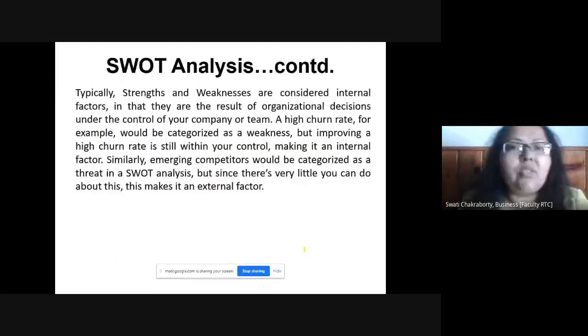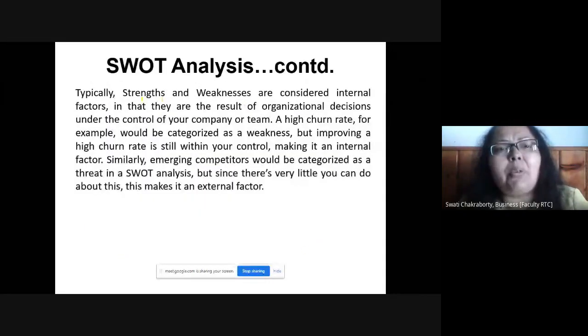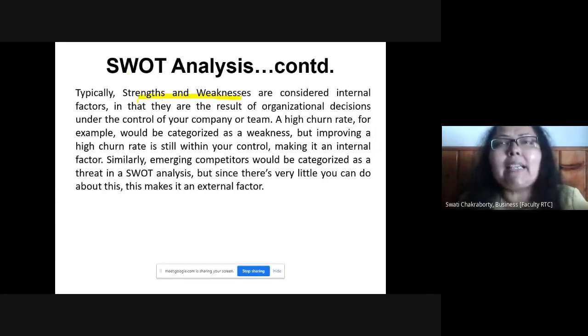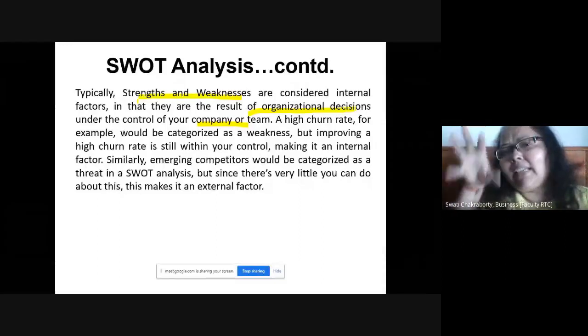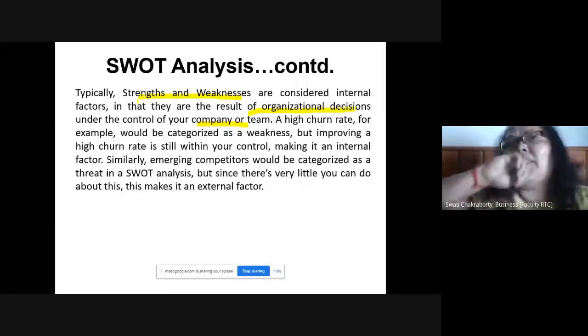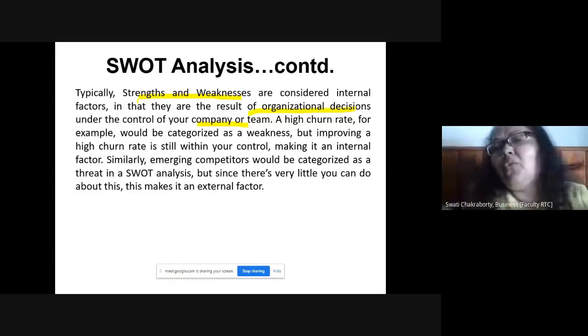So now, coming to SWOT, the first two components, S and W, strengths and weaknesses, are part of the internal environment, that is, the internal factors of an organization. These factors are under the control of the organization or the team, because strengths and weaknesses come from the decisions that the organization makes. When an organization or a team makes the right decision, that becomes your strength. When you fail to make the right decision, your loopholes will always be your loopholes. You cannot overcome them. So it depends on your decision.